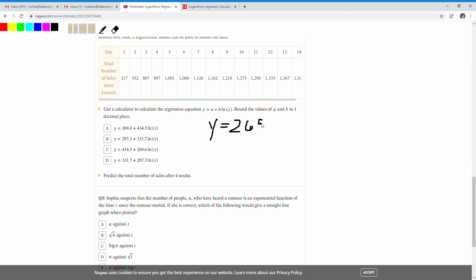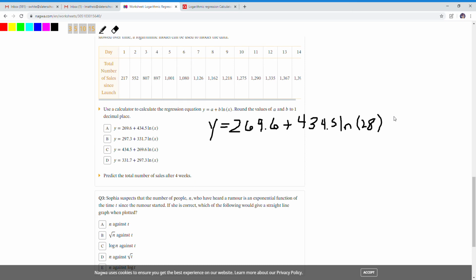You may realize that it's important we look at our units here, because this is for 4 weeks, and our x value is currently being measured in days. So we have to make sure we do that conversion. 4 weeks in days, or 4 times 7, is actually going to be day 28.